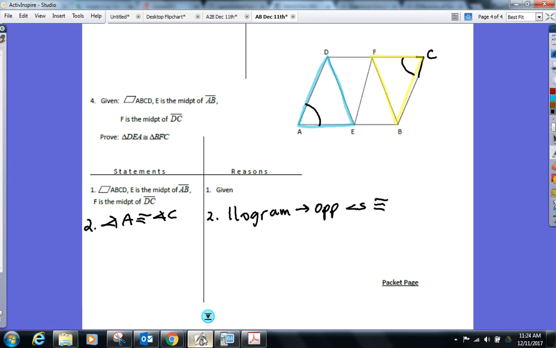What do we know about opposite sides in a parallelogram? Okay, so name me a pair of opposite sides that are also sides in the triangle. CD and? Okay, CB, congruent to DA. Everyone's all good with that? Parallelogram implies opposite sides congruent.